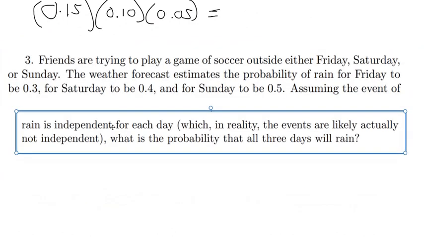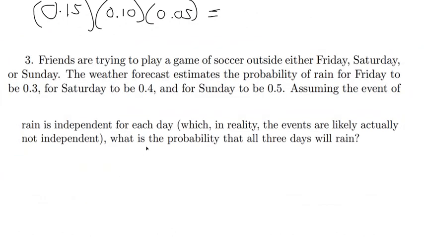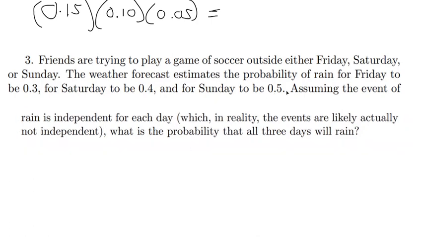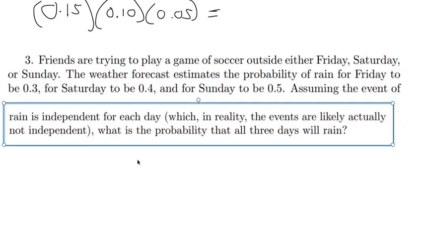Okay, friends are trying to play a game of soccer either Friday, Saturday, or Sunday. So the weather forecast estimates the probability of rain for Friday to be 0.3, Saturday to be 0.4, and Sunday to be 0.5, assuming that each day the probability is independent, which, really that's questionable in real life. If it rains one day, maybe that means it's less likely to rain the next day. But we're going to assume that they're independent.